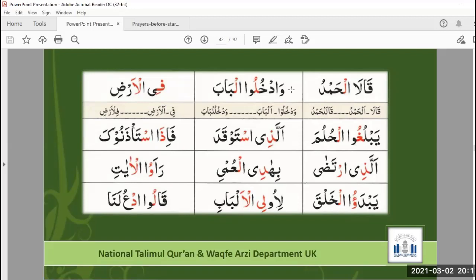Next one. Yablughul huluma. Yablughul huluma. Yablughul huluma. Alladhina. No, taufkada. Sorry, it's not noon, it's a zal. Oh, sorry. Alladhina taufkada.